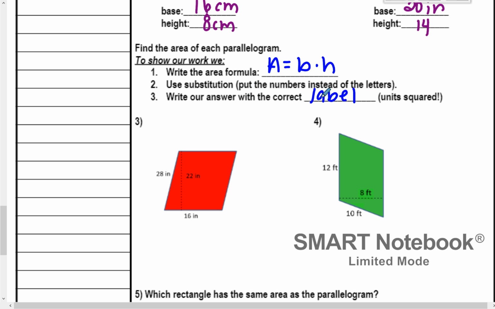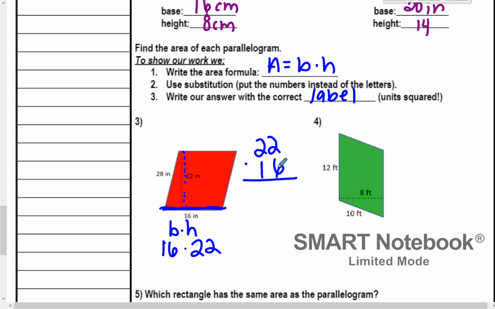So if you only write the answer with the correct label, you're missing 2 out of those 3 points for every single question. That'll end up failing you on a quiz or test. So make sure that we're showing our work this way. Our very first step is base times height. Our base here, the bottom side of the parallelogram, is 16. And our height is straight up and down from that 16, which is 22. So we're going to take 22 times 16.